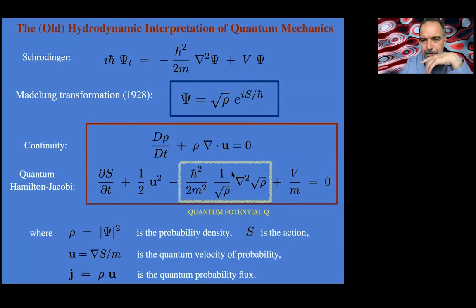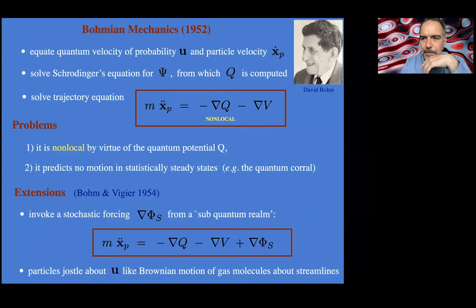So how do you solve problems in Bohmian mechanics? You solve Schrodinger's equation, you calculate the quantum potential, then you have the particle moving in response to it. But this quantum potential is non-local because it's imposed by the statistics of the system. So that's the problem with it. It's non-local, and it also has other more technical difficulties. For example, if you have a statistically steady state, if you have one mode in the corral, it says the particle doesn't move.